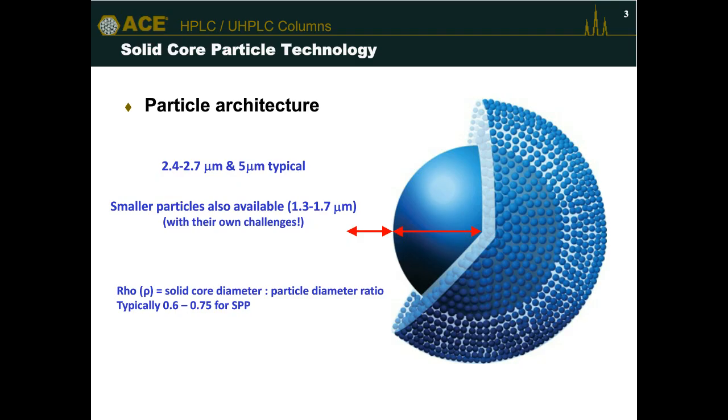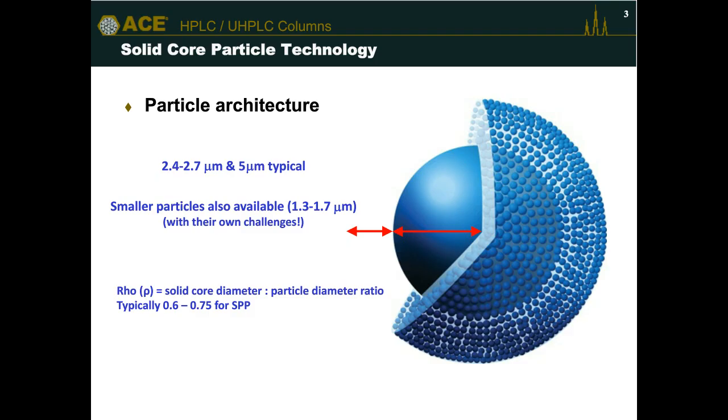As I mentioned, more recently, this 2.4 to 2.7 micron particle size has been favorable. You can also get a 5 micron particle size, which is beneficial if you want to perhaps transfer a pre-existing method from a fully porous particle to a superficially porous particle of the same dimension. So those are available. And you can get even smaller and smaller particles. I've heard today that a new one has been launched within this 1.3 to sort of 2 micron range. So those are very small solid core particles.